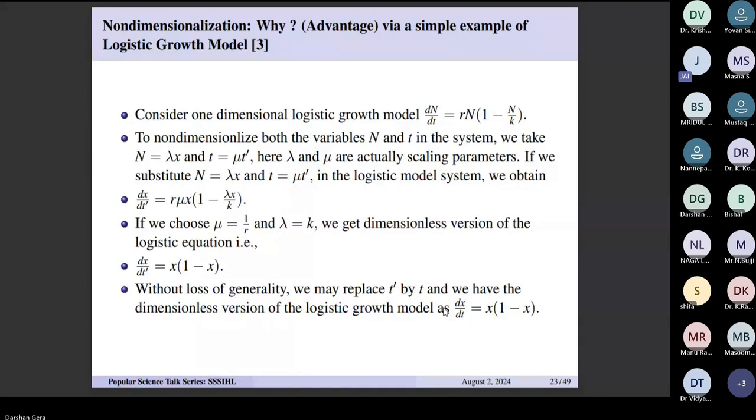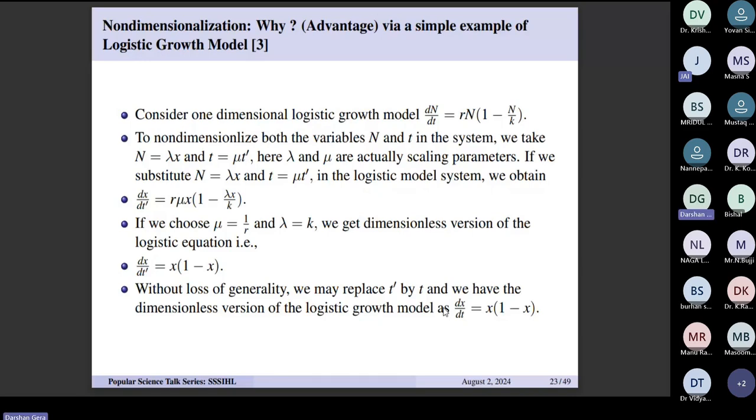dN over dt, where N is the density of the species at time t, and t is the time. So this is given by this equation. Let us non-dimensionalize this. The technique is the same. You are going to rescale these two variables, N and t, with the help of two constants, lambda and mu. So N equal to lambda times x is the new variable, t equal to mu times t dash. Lambda and mu are scaling parameters. If we substitute N equal to lambda x and t equal to mu t dash and use the chain rule as I suggested, then this logistic equation will be converted into this.